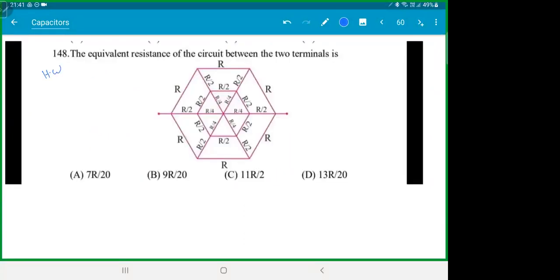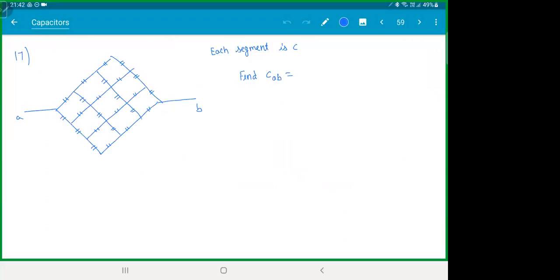And I think the answer is 13R/20, I guess, I don't remember. Try this. 3 minutes, give it a try.